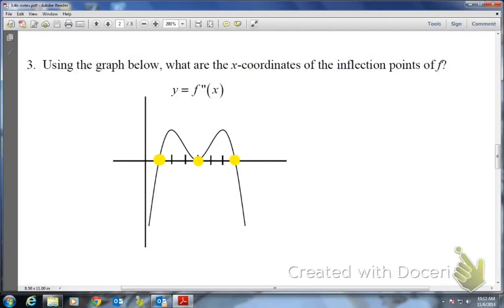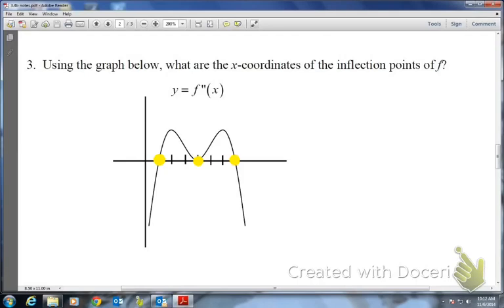There's one issue though, and we didn't talk about this too much yesterday, so I really want to make sure to emphasize it today. One of those points is not a point of inflection, and I want to see if you guys can tell me which one and why. Why is 4 not a point of inflection? Good. It doesn't go across the x-axis.